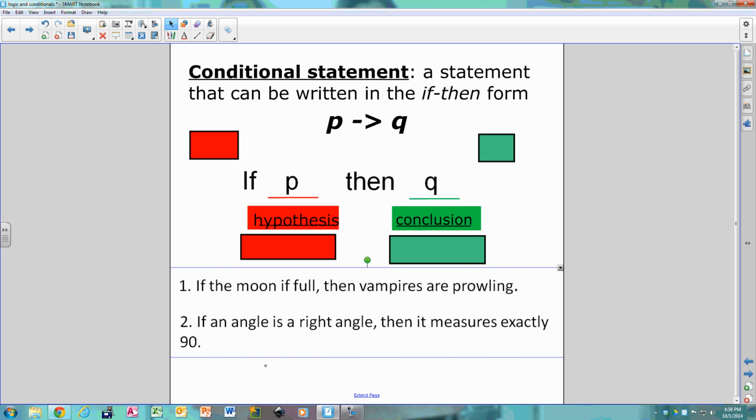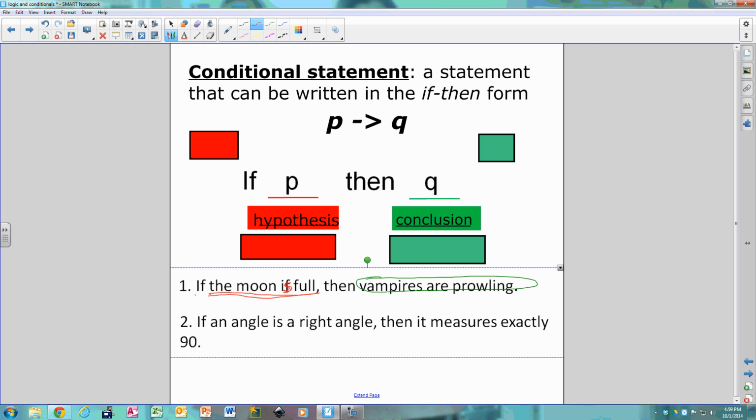Starting with the first one: if the moon is full, then vampires are prowling. There's a typo there, it should say "is full." So if the moon is full, we're going to underline the hypothesis. Then vampires are prowling, and we're going to circle the conclusion, the part that comes after then. So if and then are not part of the hypothesis and conclusion. They just tell you where they're at.